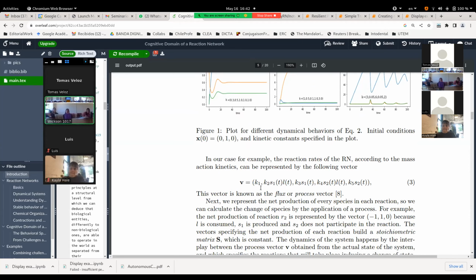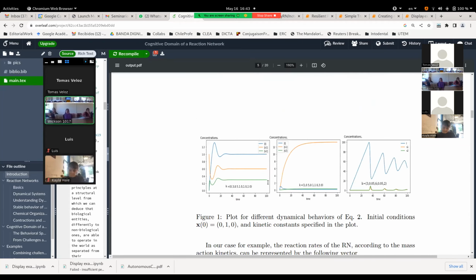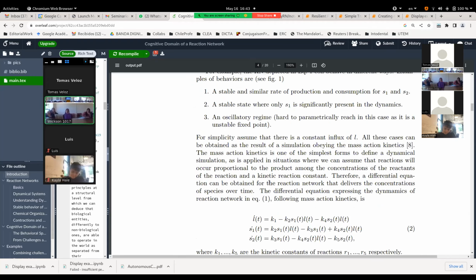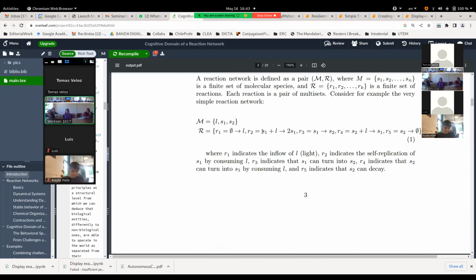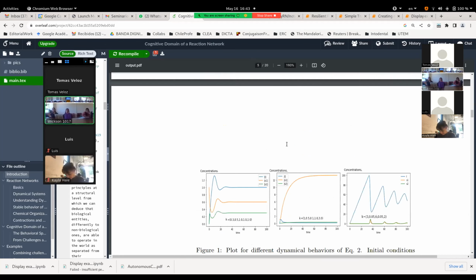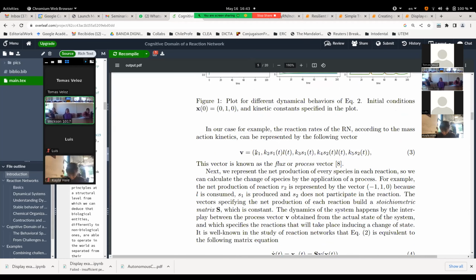So if we look at the mass action kinetics, recall, for example, reaction 2. S1 plus L gives 2 S1, and the first reaction is nothing gives us L, so inflow of L, and the second one is S1 plus L gives us 2 S1. So if we look at the vector here, this is the flux vector. This is the process over time. This is what happens over time.